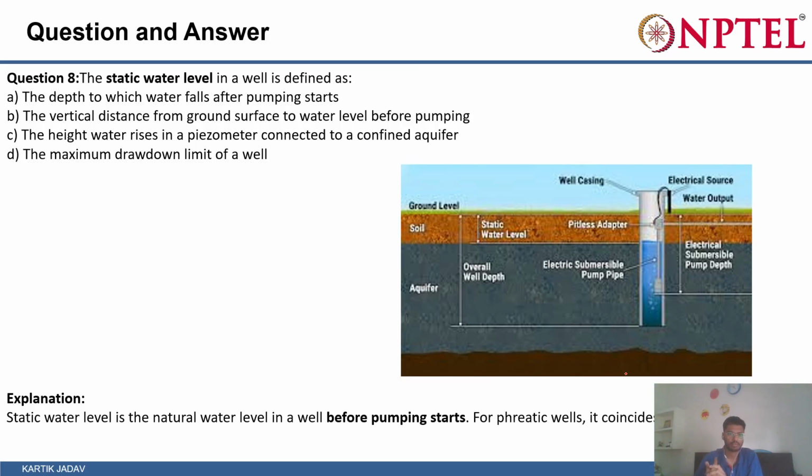Question number 8. The static water level in a well is defined as the water level before pumping starts. Depth to which water flows after pumping starts. Vertical distance from ground surface to water level before pumping. It is option B.